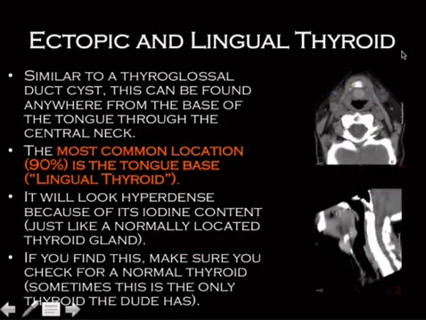So ectopic or lingual thyroid, remember, thyroid tissue starts at the base of the tongue and then drips down, so you can have a glob of thyroid tissue at the base of the tongue, or lingual thyroid, or you can have ectopic thyroid tissue anywhere sort of along that track. And it can get cancer in it, and it will take up iodine.